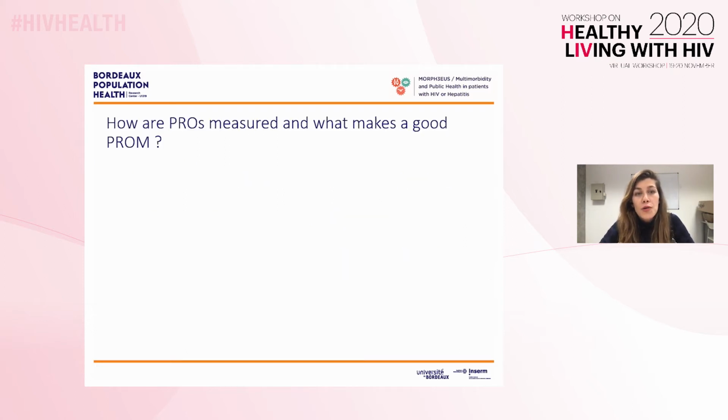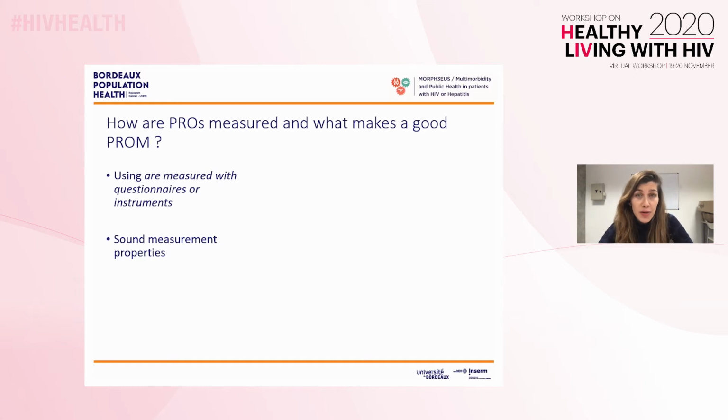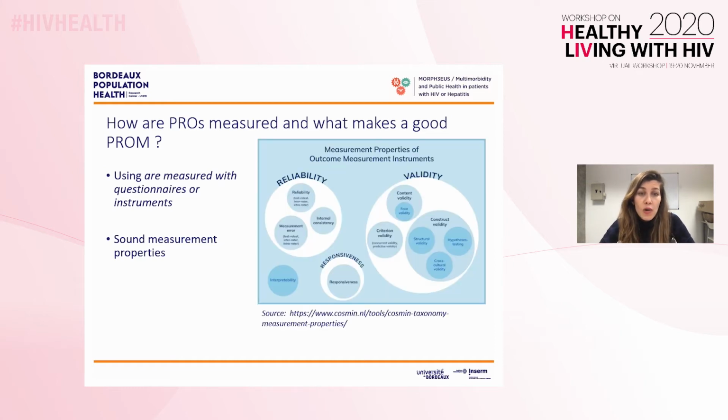So how are PROs measured, and what makes a good PROM? So the easy answer is that PROs are measured using questionnaires or instruments, and we expect these questionnaires to have sound measurement properties. We want them to be valid. We want them to measure what they're purported to measure. We want them to be reliable. In other words, we want to do this in a consistent fashion. We want them to be responsive. We want to see evidence that they are able to capture clinically meaningful change. And finally, interpretable.